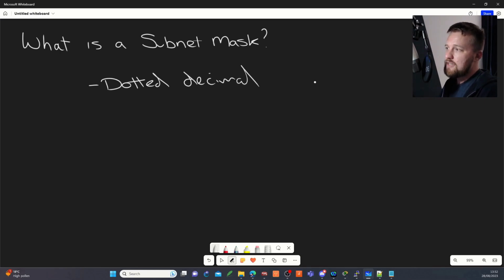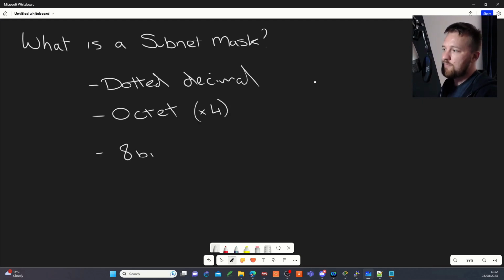Each dotted decimal has what we can know as an octet. And there are 4 of those in general. An octet consists of 8 bits. However, there's only a subset of values that are possible in a subnet mask. Unlike IP addressing, where every value between 0 and 255 was possible, in a subnet mask, there's only 9 possible values that it can read.